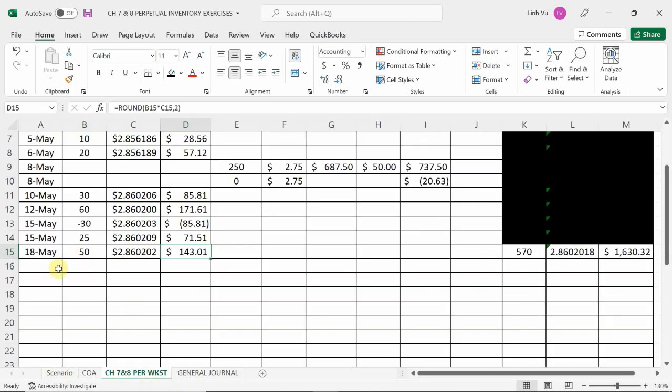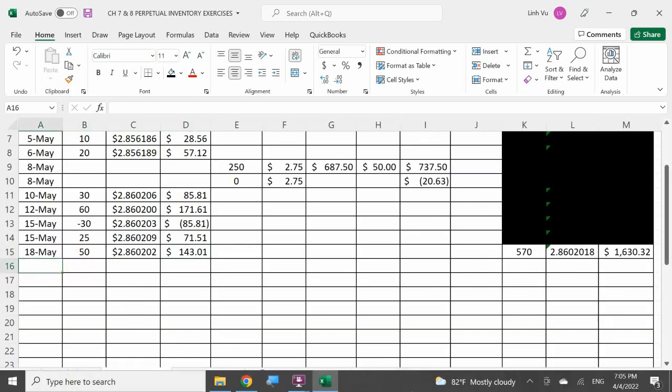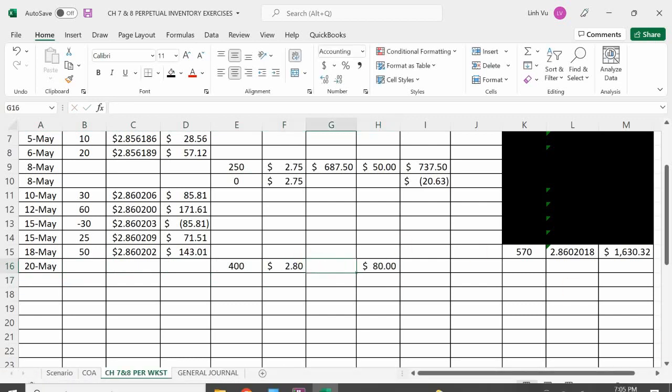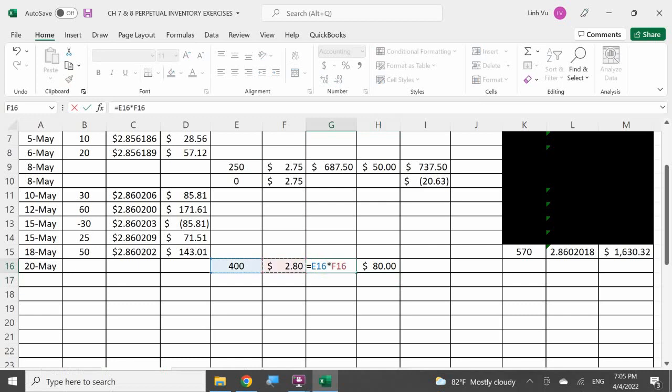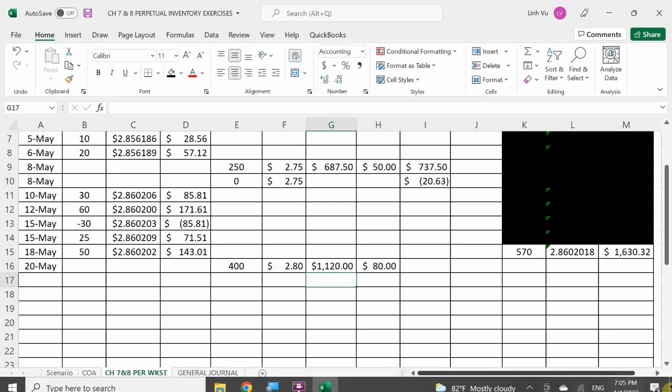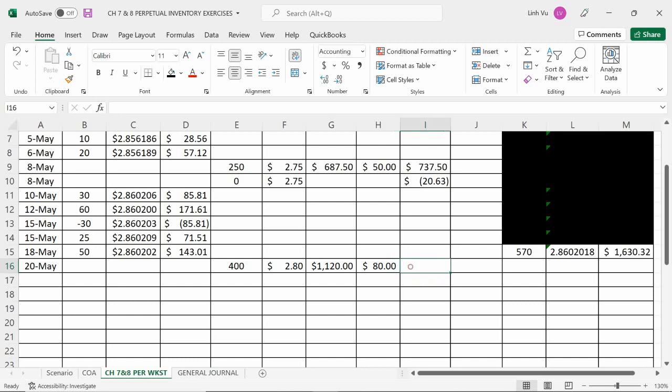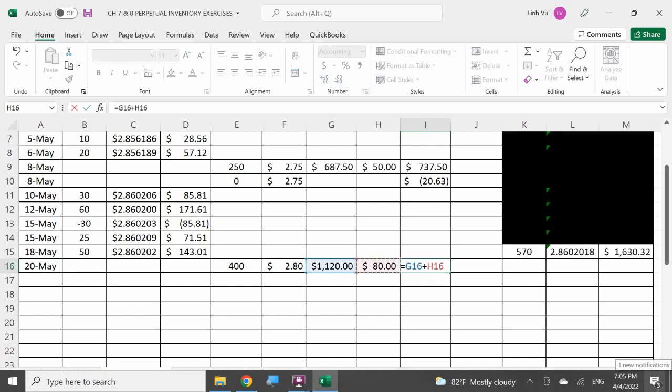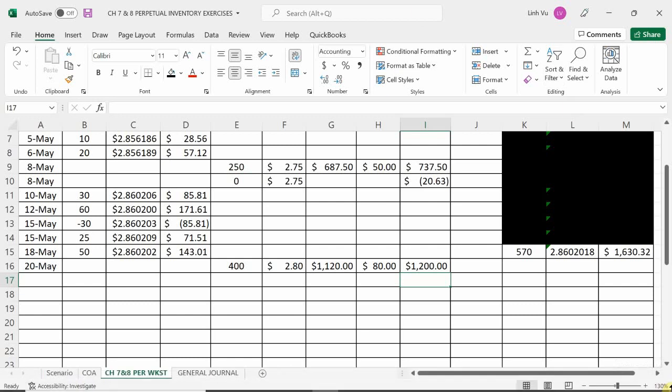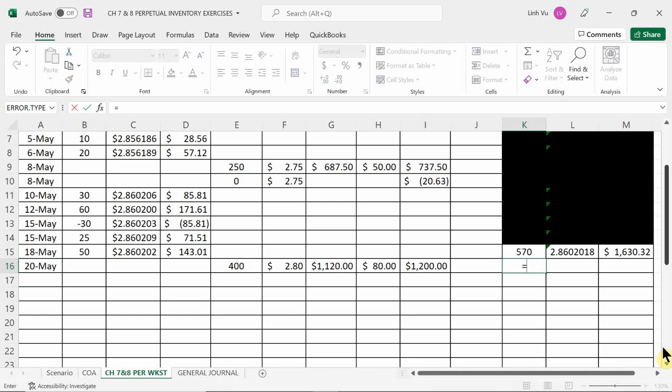In this case, I can pop into my inventory worksheet first and then plug in my journal later. May 20th, we purchased 400 units at $2.80 each with a freight of 80. So my purchase price is $1,120 plus 80, which gives me a total of $1,200. So I'm going to update my inventory with that.